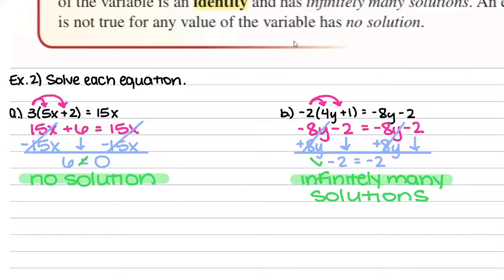So if I get a false statement as an answer, my answer is no solution. And if I get a true statement as my answer, it is infinitely many solutions.